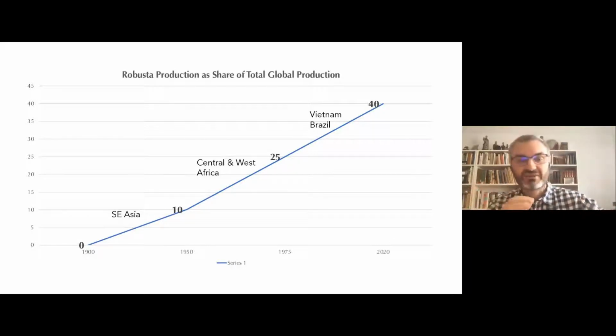So here's a graph. If you look at the left of the graph, in 1900, Robusta was 0% of the world's coffee economy. By 1950, it was about 10%, largely most of that growth in Southeast Asia and the Indian Ocean Basin. From 1950 to 1975, it grew up to 25% of the world's coffee production, and largely due to growth in Central and Western Africa. And then between 1975 and now, it's reached almost 40% of world's coffee production, largely because of growth in Vietnam and Brazil.